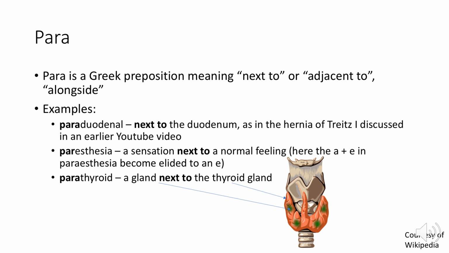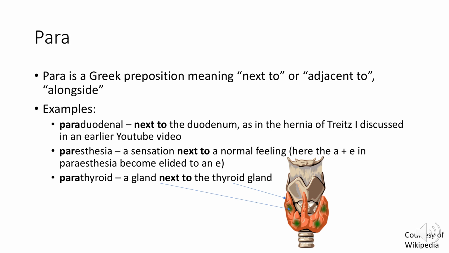Para is a Greek preposition meaning next to or adjacent to, alongside. Examples in anatomy would be the paraduodenal, next to the duodenum, as in a hernia of Treitz I discussed in an earlier YouTube video. It's a hernia next to the part of the duodenum that comes from the retroperitoneum into the peritoneal space and becomes the jejunum. Paresthesia is a sensation next to a normal feeling. And here the para and the e elided to become just the e.